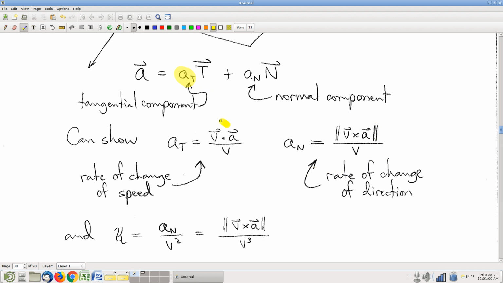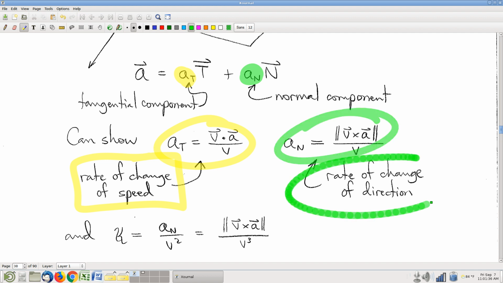So A sub t is the extent to which you're accelerating in the direction that you're going. If your velocity is changing in the direction that you're going, that is going to increase or decrease your speed. Whereas for the normal component of acceleration, if your velocity starts changing direction, the changing of the direction that you're moving comes from your velocity changing by an amount that's not in the same direction that it's going.